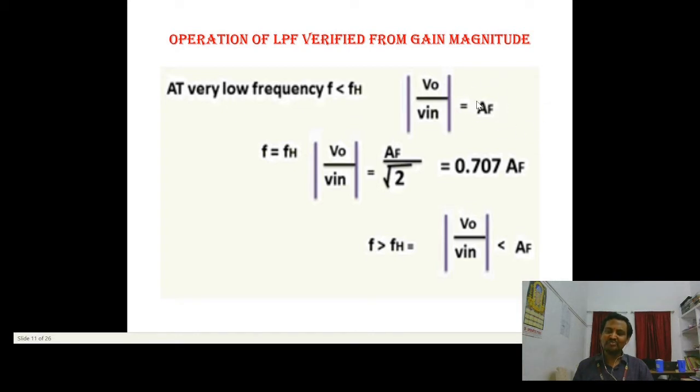That means... What do you mean by that? Whatever may be the frequencies coming, all the frequencies will be allowed with maximum gain.